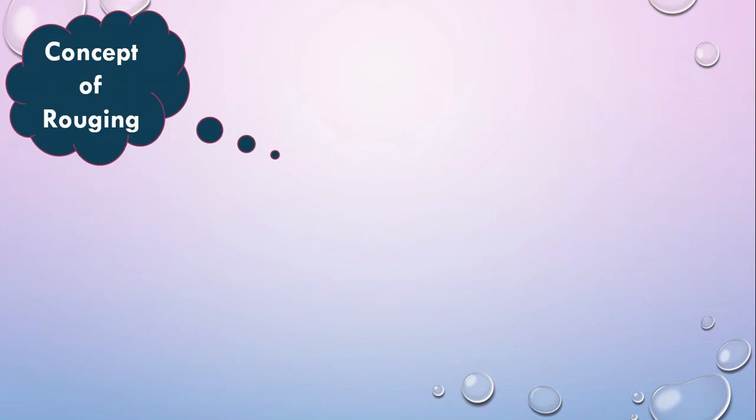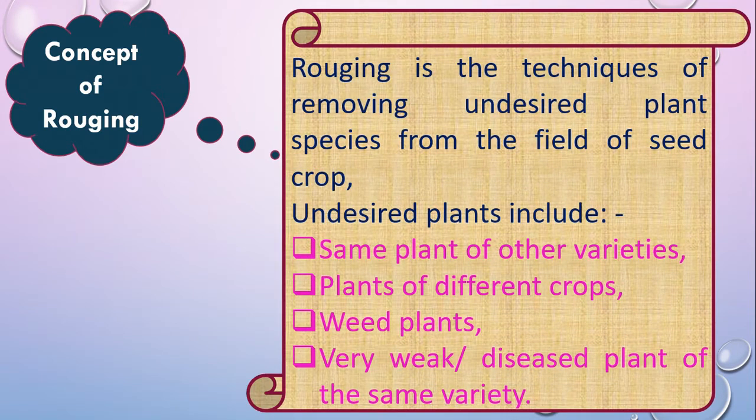First of all, what is rogueing? In another sense, rogueing means grading. That means grade the seed. So if we give the definition of rogueing, then we have to write it down like this: rogueing is the technique of removing undesired plant species from the field of seed crop.